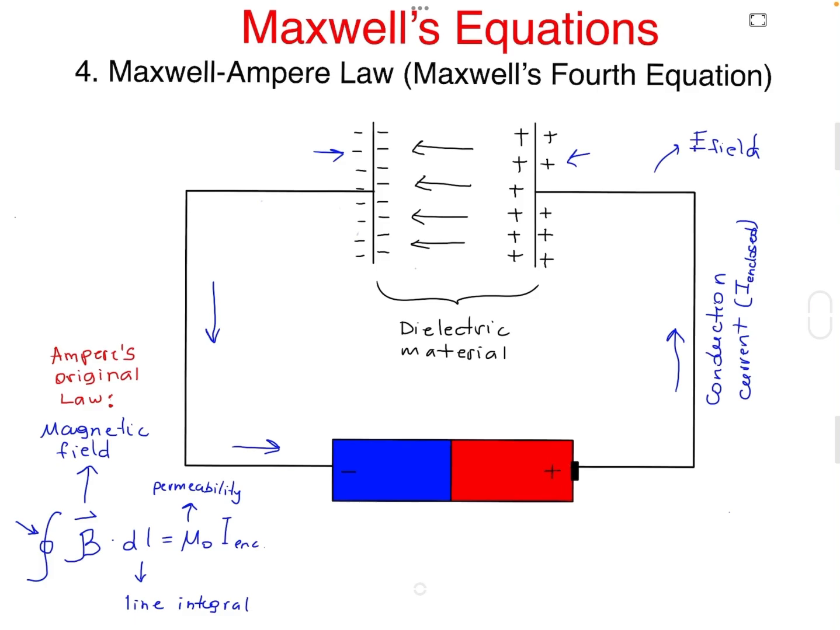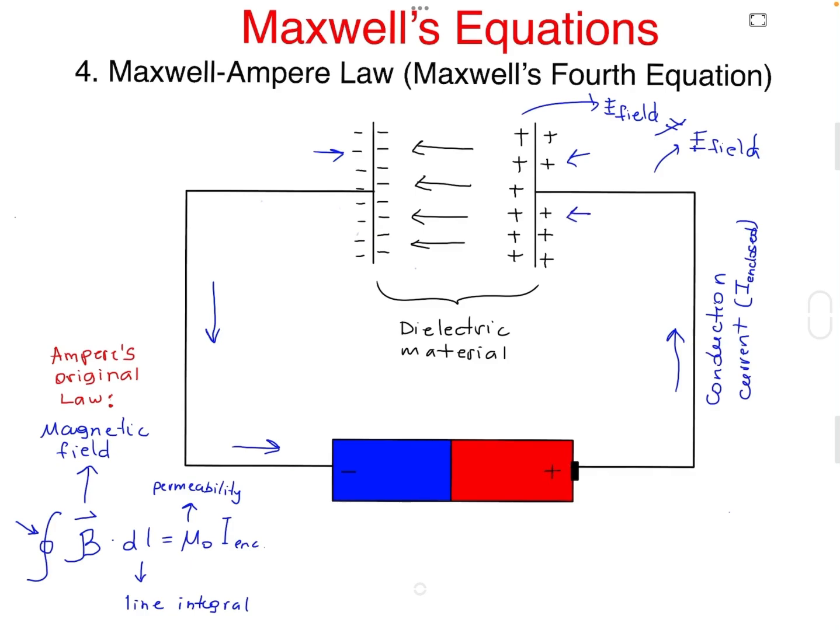The electric field here is different than here. So these two are not the same. These two are different. So now the current is not stable here. So in such a circuit, conduction current flows in the wire up to the capacitor plates.